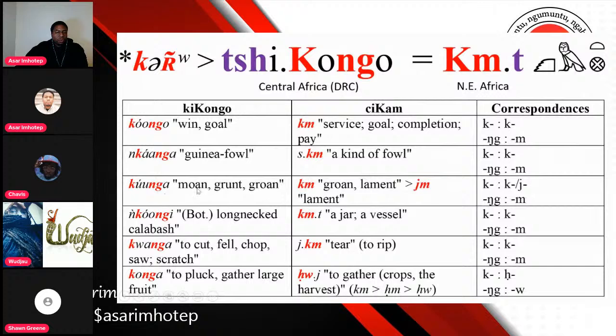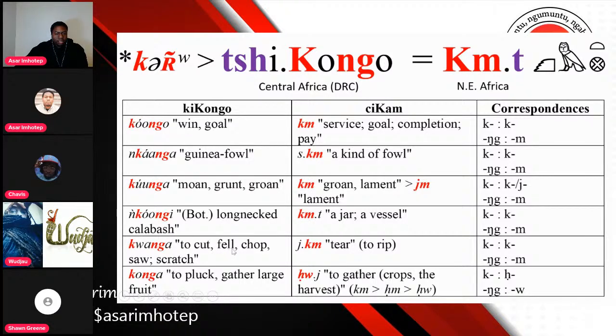So you have kunga, moan, grunt, groan. You have kim, groan, lament, to lament. You also have in Demotic kimi, which means to cry out, possibly in pain, but it's given as kimi, to cry out. Then you have nkongi, a long neck calabash. We don't have calabashes for the most part here in the United States because we have cups, but traditionally you would have these plants shaped kind of like vases that they would store water and other liquids in, and later on they began to make even pottery in those shapes. And so it corresponds to kimit here, a jar, a vessel.